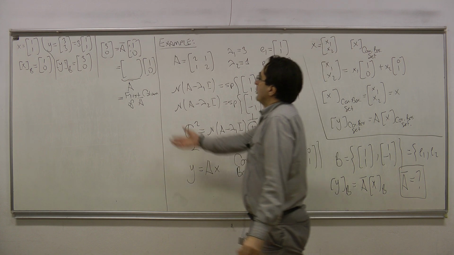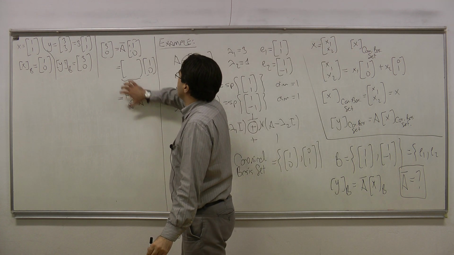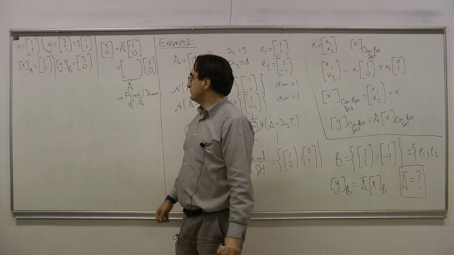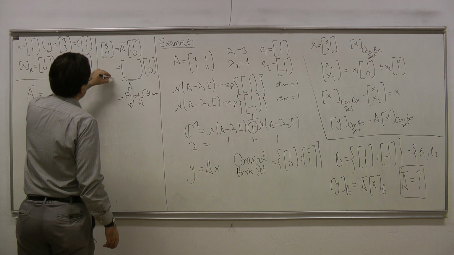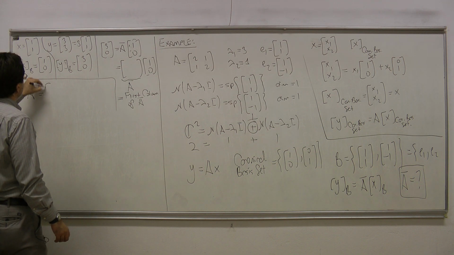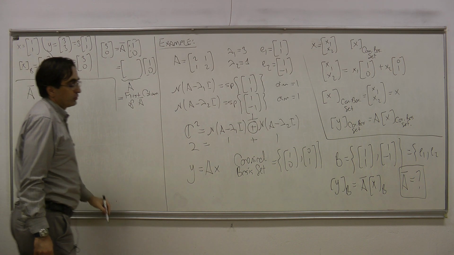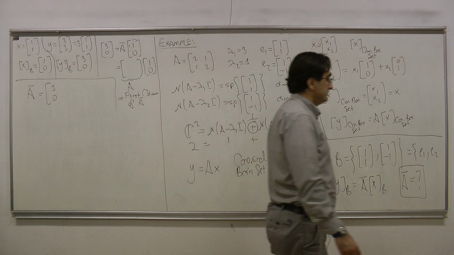So what does this mean? First column of A bar should be 3, 0. Okay? So if I try to write A bar, then it is going to be, first column is going to be 3, 0. All right?